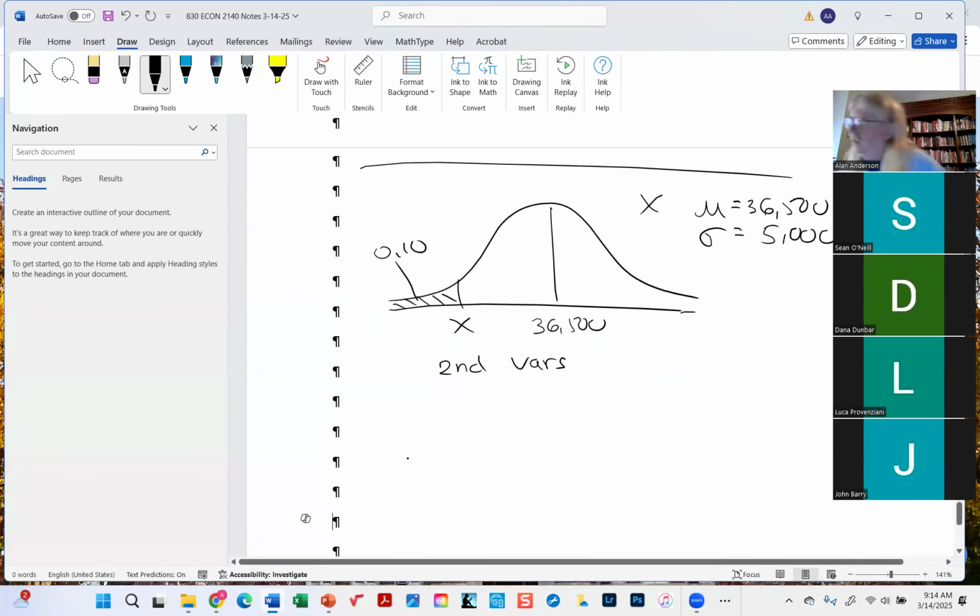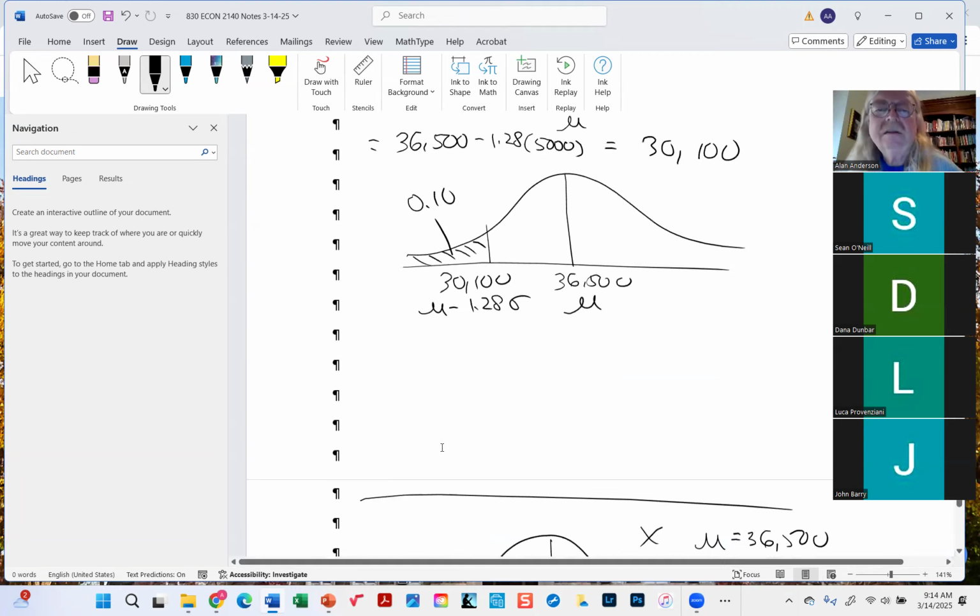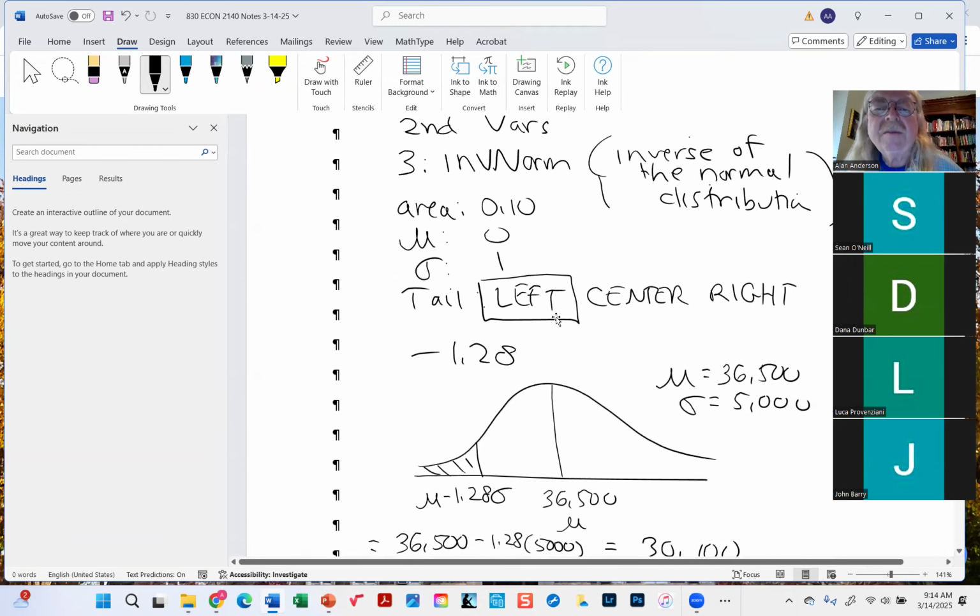Then you can do it like this. Second vars, number 3, invNorm. And now this time, we're going to do it a little differently. The area is still 0.10. Don't worry about that. And by the way, make sure you're on left. Remember up here at the very bottom, make sure it says left if you have that option. If you don't have that option, don't worry about it because it's already defaulting to left.